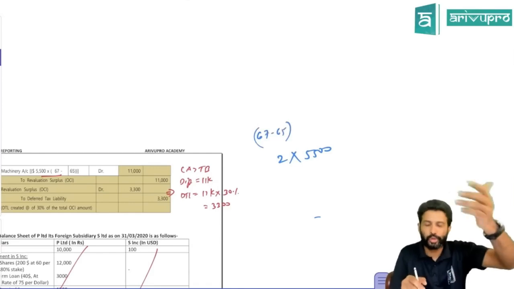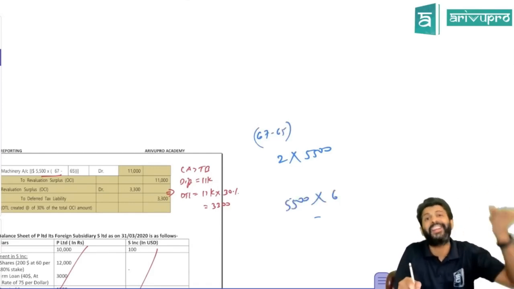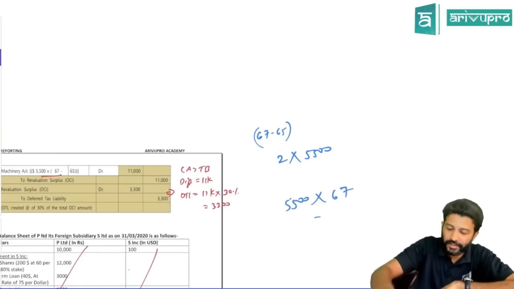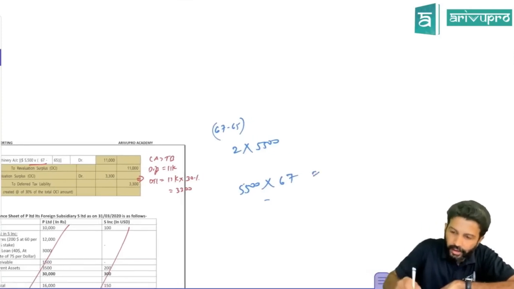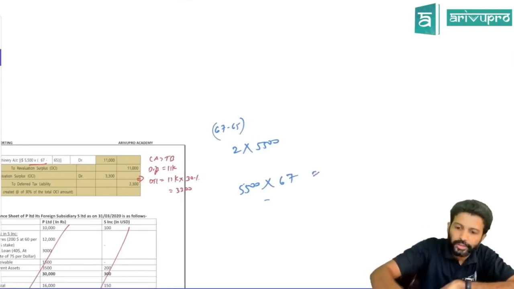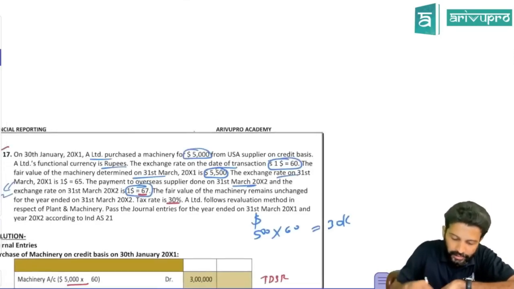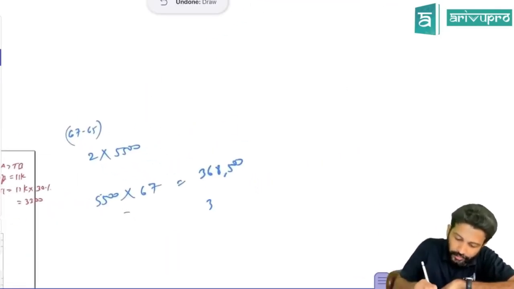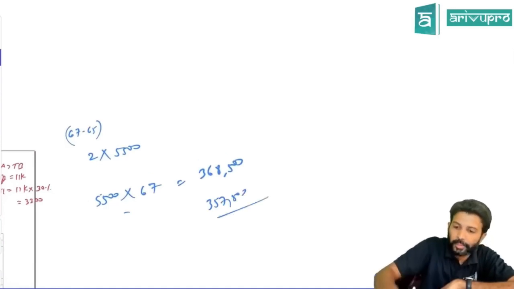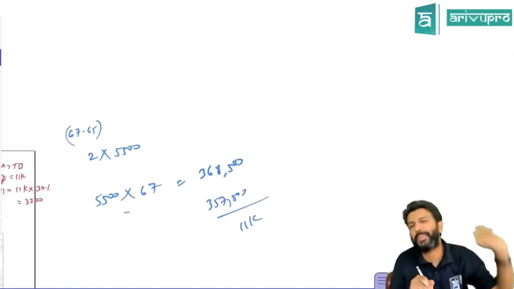You have to show this particular asset again. This PP will be reflected in the second year using the closing rate, which is 67. So 5,500 into 67, you will get 3,68,500. But till last year, this PP was shown at 357,500. So minus 357,500, how much will that be? That will be 11,000. You have to increase the PP by 11,000.